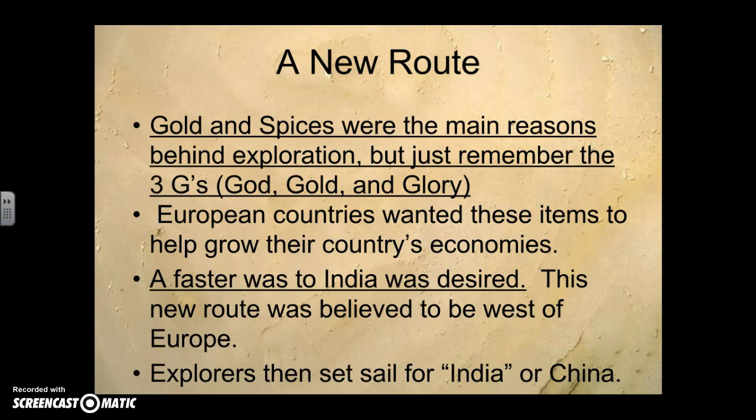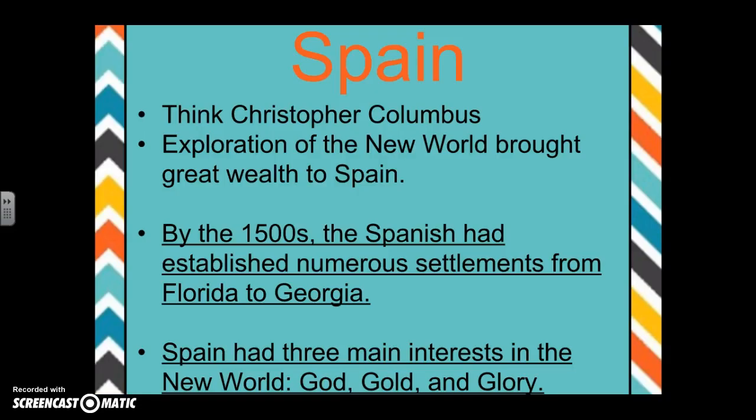Just remember the 3 G's: God, gold, and glory. European countries wanted those items to help grow their country's economy. A faster route to India was desired. When Columbus first sets foot in what will be the Bahamas, he calls the people Indians because he thought that he was in India. When we think of Spain, we think of Christopher Columbus and his exploration of the New World.